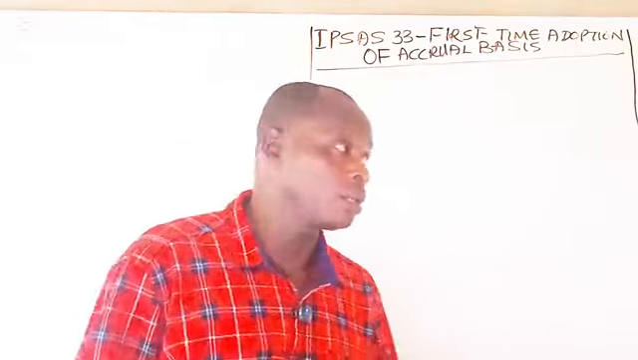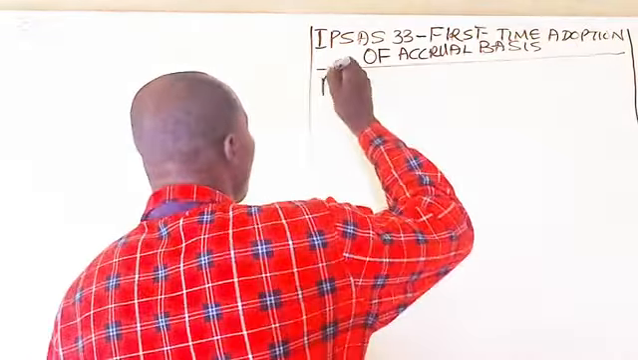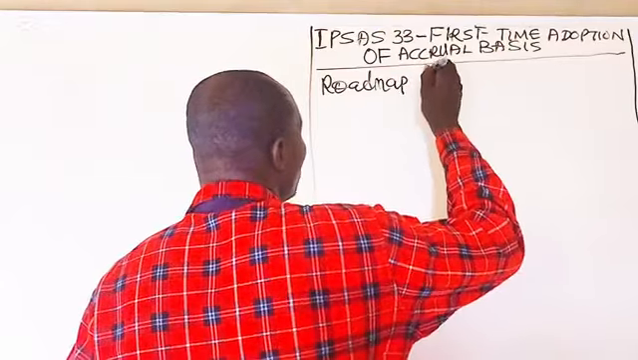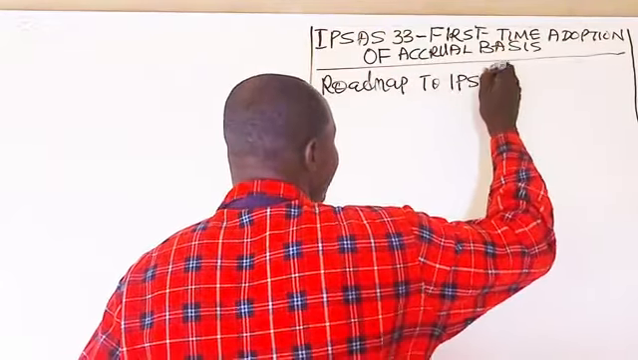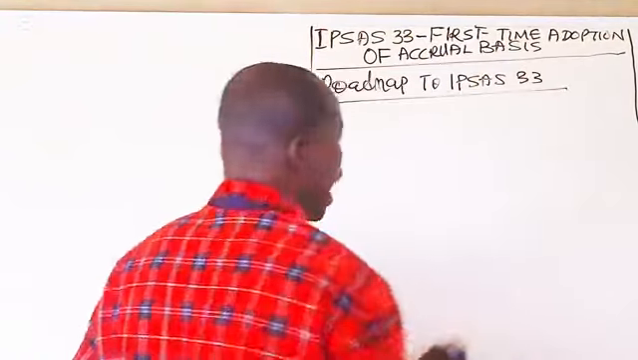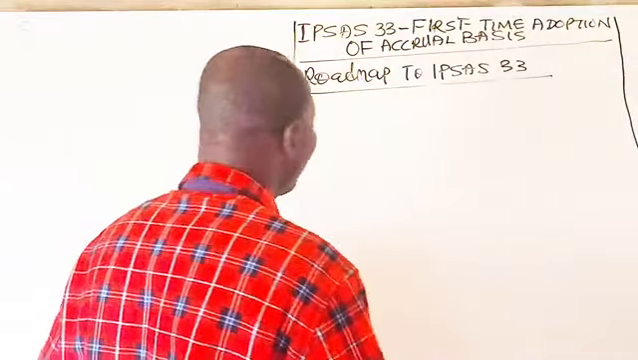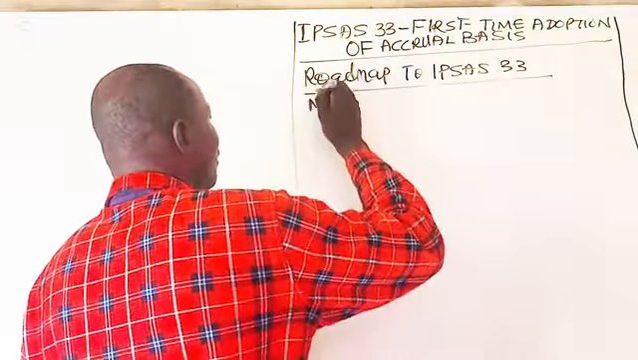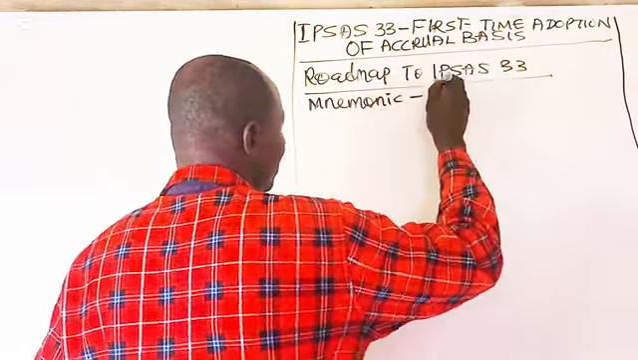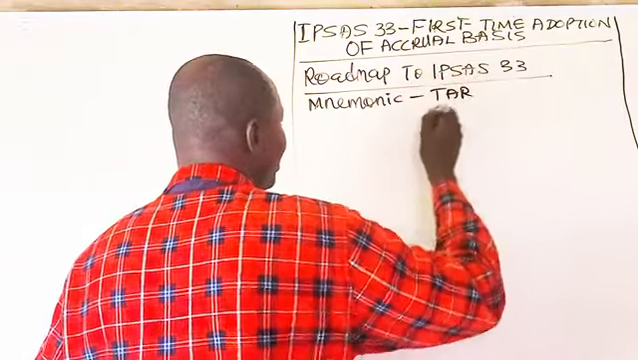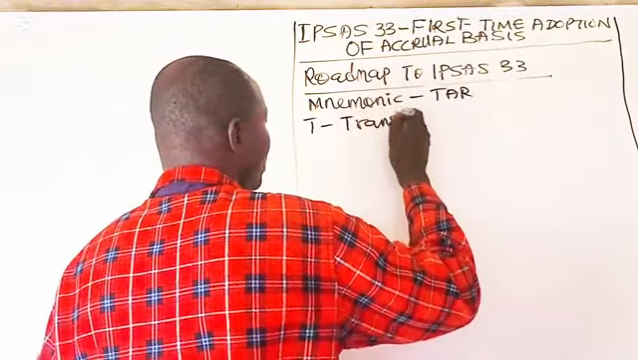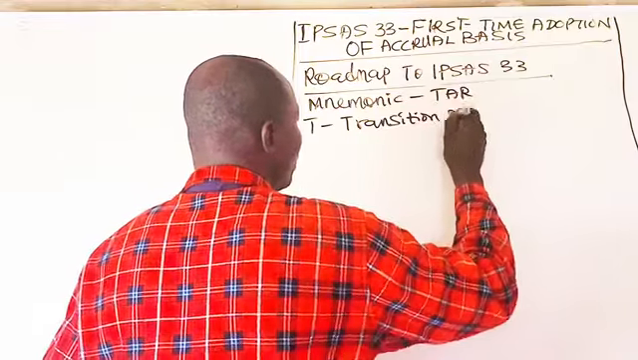Let's go straight to the board. Roadmap to IPSAS 33, first time adoption. Always use the mnemonic TAR for the roadmap to IPSAS 33. TAR. T, the first letter T stands for transition date.